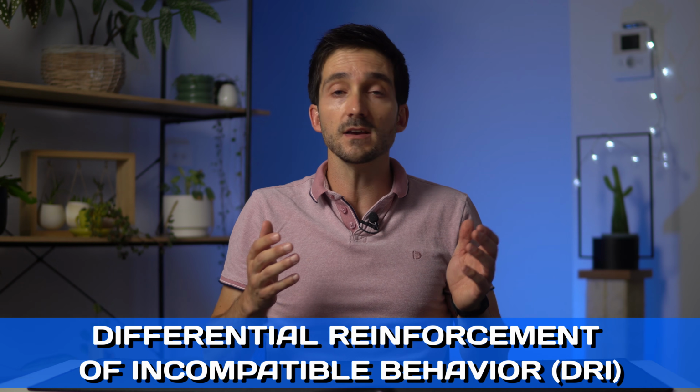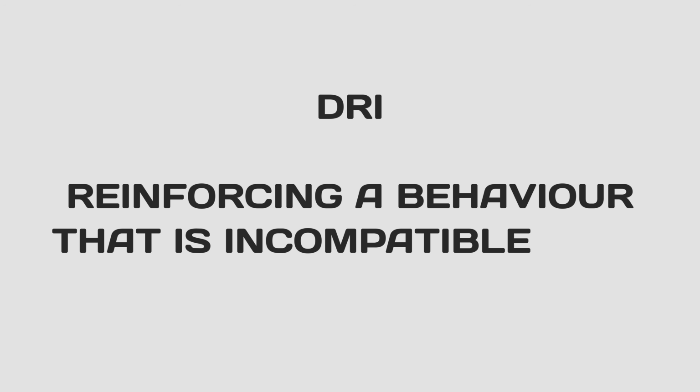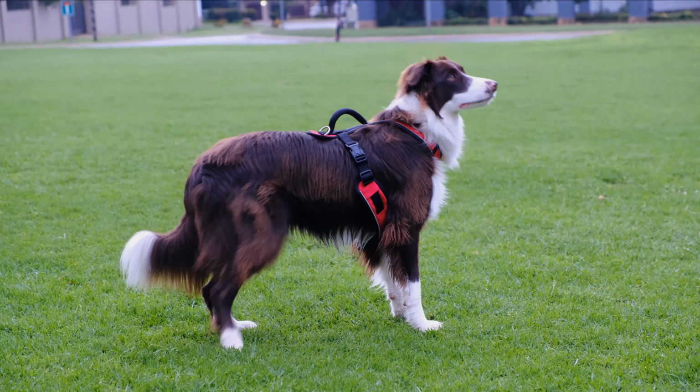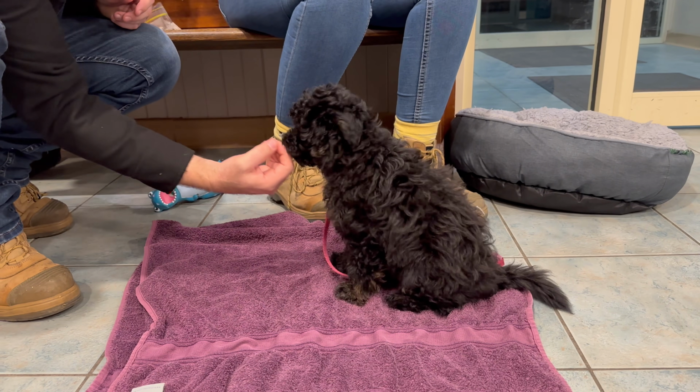Let's start with differential reinforcement of incompatible behavior, DRI. This one requires reinforcing a behavior that is incompatible with the problem behavior. For example, if a dog greets a person by jumping up, we can choose sitting as an incompatible behavior. In this instance, we would reinforce the sitting behavior and ignore the jumping behavior.